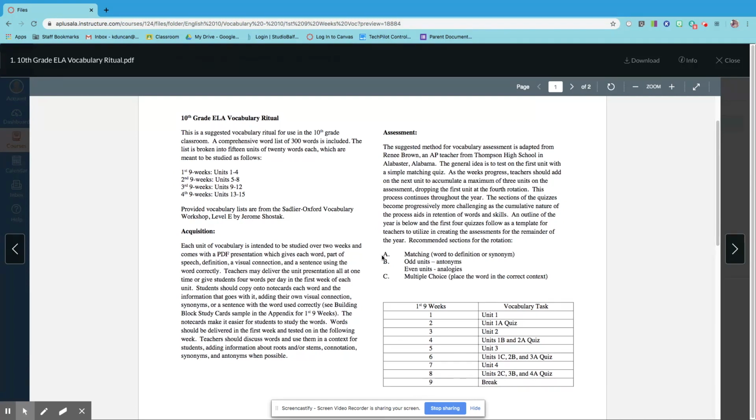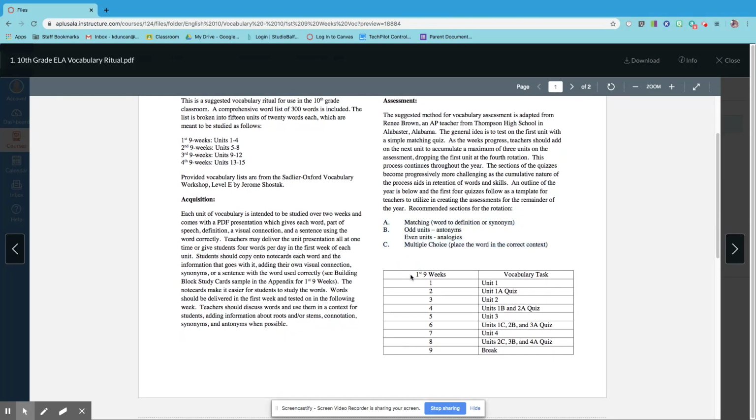10th grade assessment methods include matching, antonyms, analogies, and multiple choice, in which students place the word in the correct context. Vocabulary assessments at different grade levels feature alternate sections, which are outlined in the vocabulary ritual for each grade level.